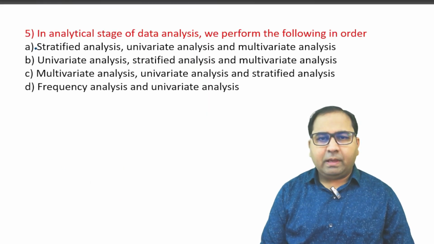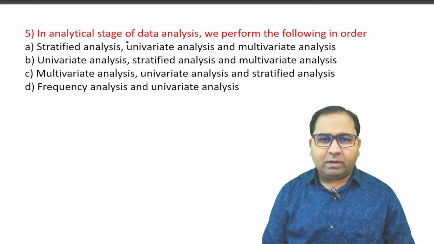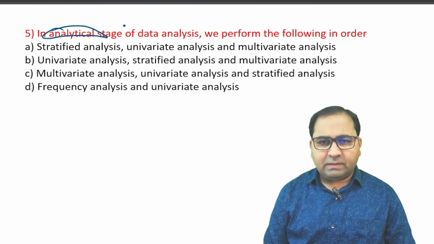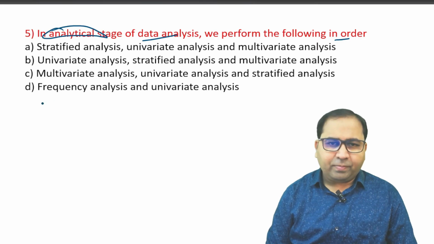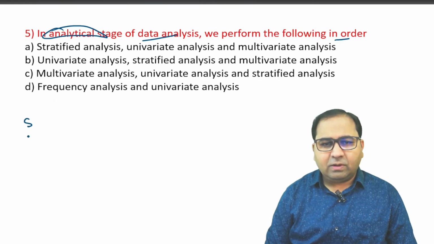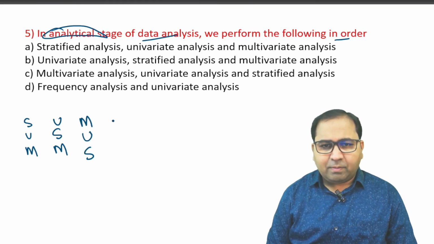Let us see the next question. In analytical stage of data analysis, we perform the following in order. What order? Options are A, stratified analysis, univariate analysis or multivariate analysis. Option 2, univariate analysis, stratified analysis and multivariate analysis. Option 3, multivariate analysis, univariate analysis, stratified analysis, or option 4, frequency analysis and univariate analysis.